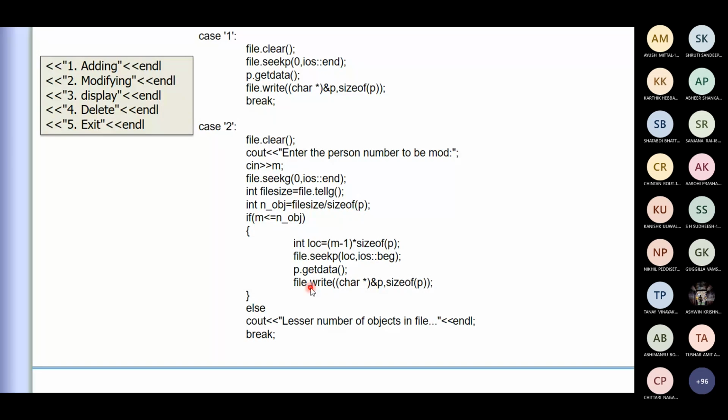So you are going randomly to that particular position of the object or the record and modifying the content, and coming out of that. For example, if you are asked, there are 5 objects.